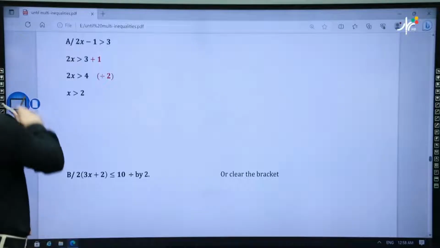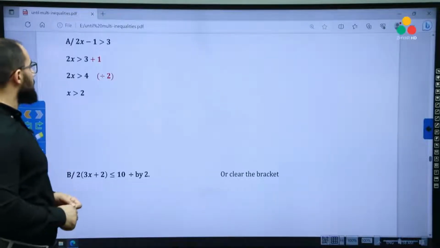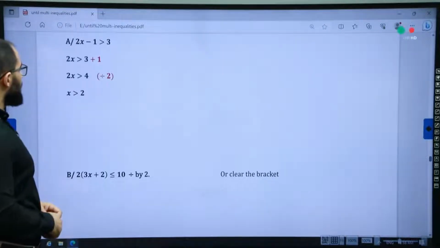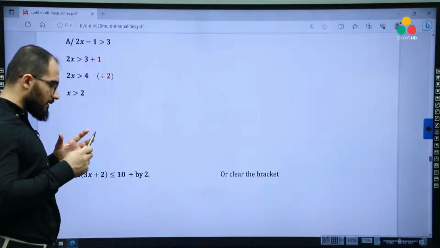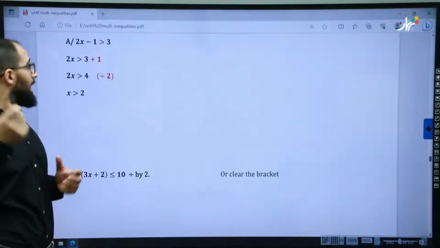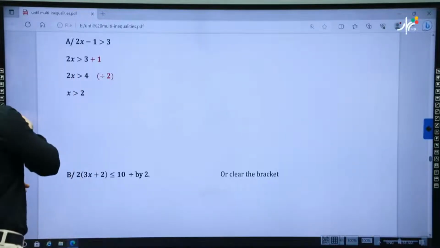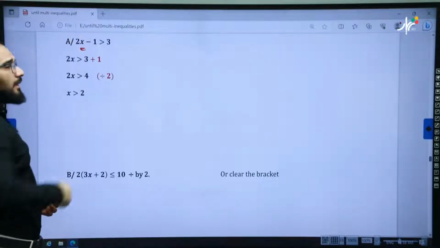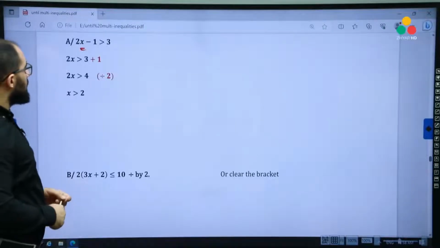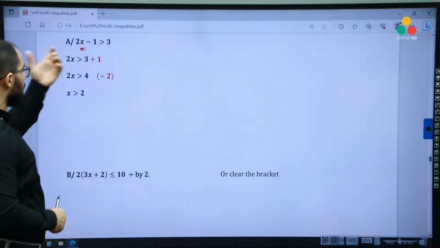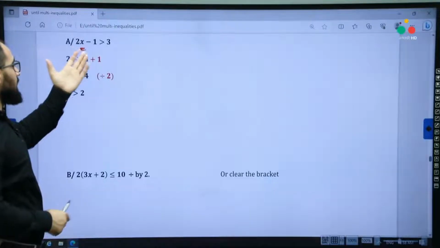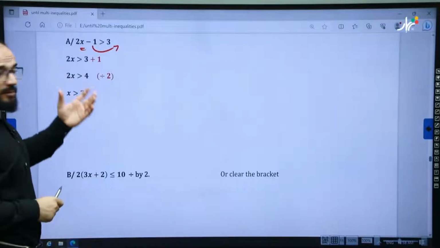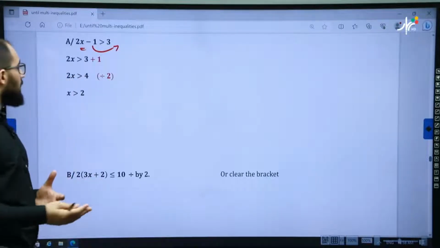So example 1, we have 2x minus 1 is greater than 3. So in the previous lesson we explained that. We have to focus on the x. So what do we have with x? We have 2 and also we have minus 1. So then we think about solving the example. Are we going to, let's say, move negative 1 to the other side, or we divide it by 2? So both steps are possible, but which one's easier?